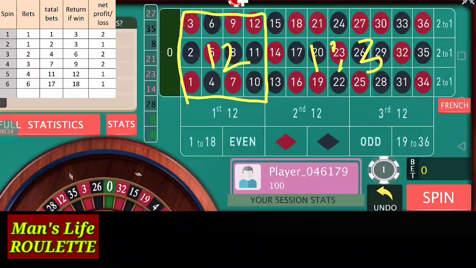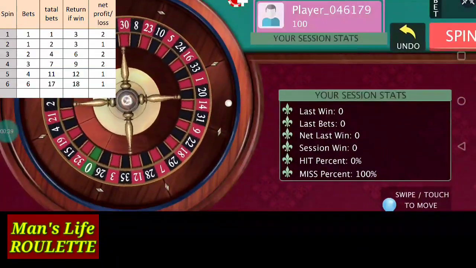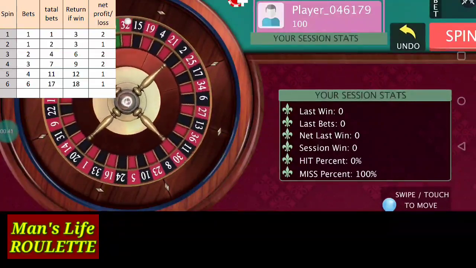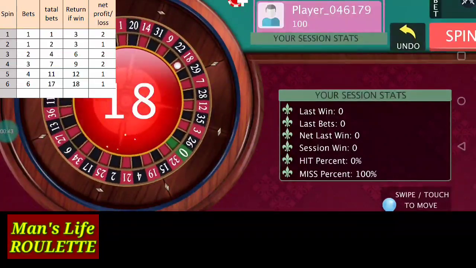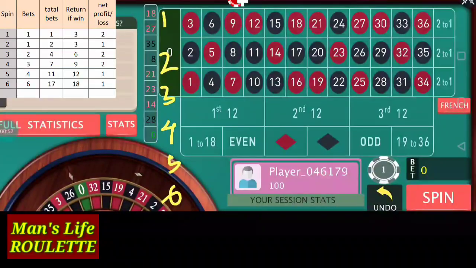For this strategy you need almost $100 as your bankroll if you start the game with $1 basic bets. For this strategy you have to play in 3 cycles. In cycle number 1 you have 6 spins: the first spin, second spin, third spin, fourth, fifth and sixth spin. In this way you have to play.